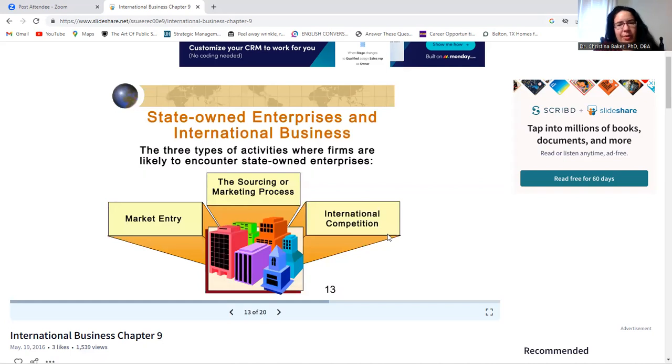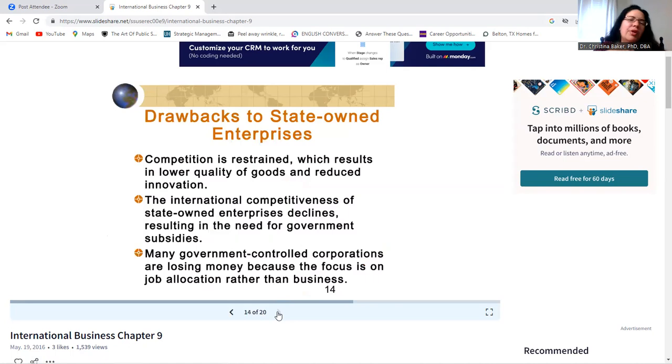State-owned enterprises and international business. There are three types of activities where firms are likely to encounter state-owned enterprises: market entry, the sourcing of market processes, and international competition. Drawbacks to state-owned enterprises: competition is restrained, resulting in lower quality of goods and reduced innovation. International competitiveness of state-owned enterprises declines, resulting in the need for government subsidies, and many government-controlled corporations are losing money because they focus on job allocation rather than business.